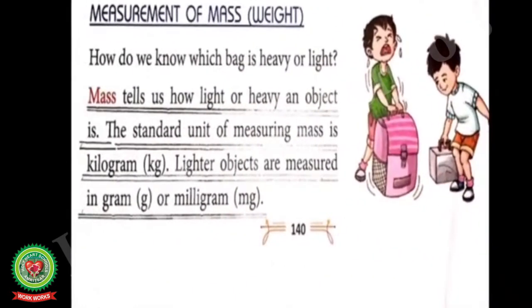Our today's topic is measurement of mass. Let's start reading. How do we know which bag is heavy or light? Mass tells us how light or heavy an object is. The standard unit of measuring mass is kilogram. Lighter objects are measured in gram or milligram. Students, let's see how to measure the weight of an object with the help of a picture.